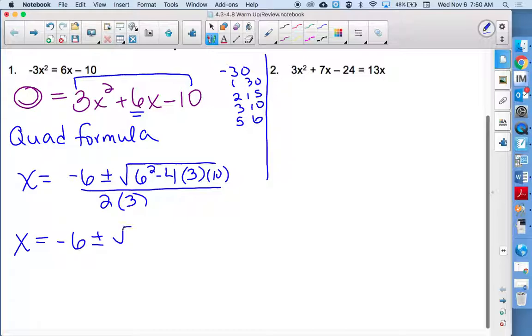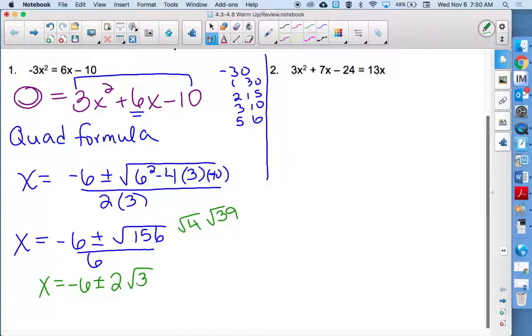So Peter, what number do we get underneath the square root? 6. Oh, I'm the square root. Yeah, that's a negative there. So 156, and then on the bottom is 6. Peter, is there a perfect square that goes into 156 to break that down? 4 and? 39. And then to break it down, we have a negative 6 plus or minus 4 becomes a 2, the square root of 39, and then divided by 6.